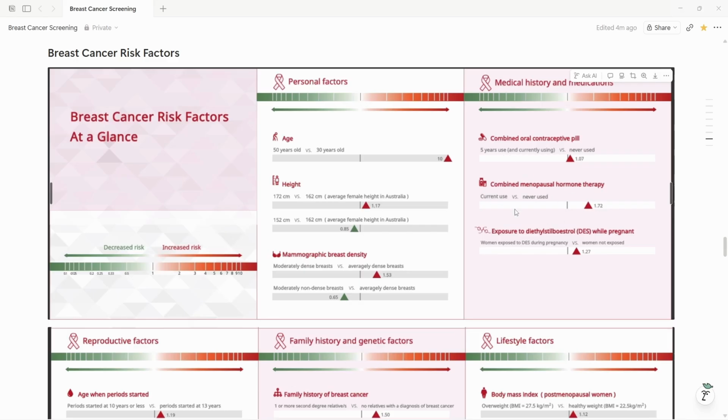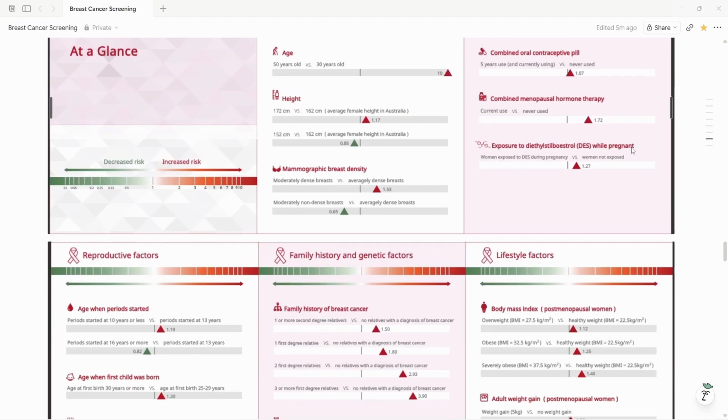Likewise, patients taking combined menopause hormone therapy have a higher risk of breast cancer compared to people who have never taken MHT. However, the risk increases after many years of use, and it usually isn't very significant for patients who have only been taking it for 1 to 2 years. Exposure to DES while pregnant is another risk factor for breast cancer, although this is less common nowadays.